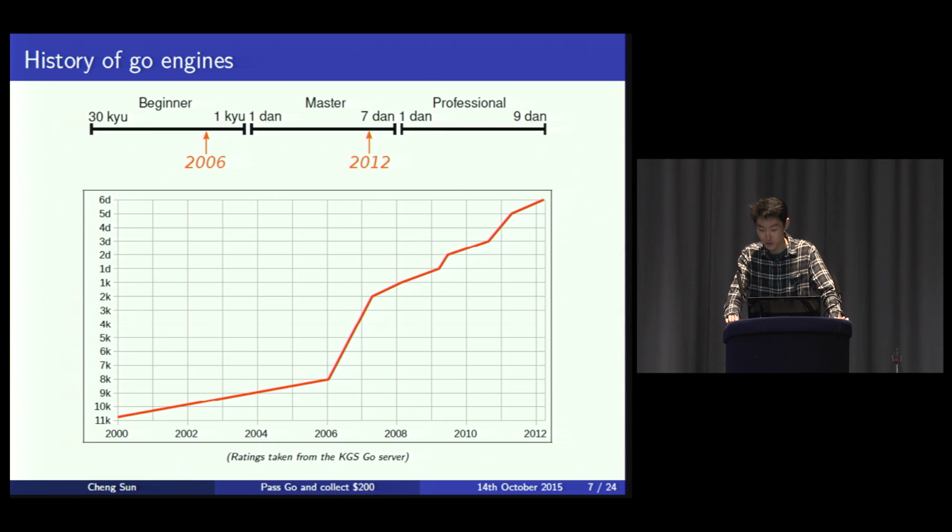So this is why the Go engine world was kind of stagnant for at least 15 years up until 2006. In 2006, the state of the art was an engine which could scrape a draw with a strong beginner, say, but no better than that. But something magical happened in 2006, and Go engines have been skyrocketing in strength since then. So I'll be talking about the advancements that were discovered in 2006 in this presentation.